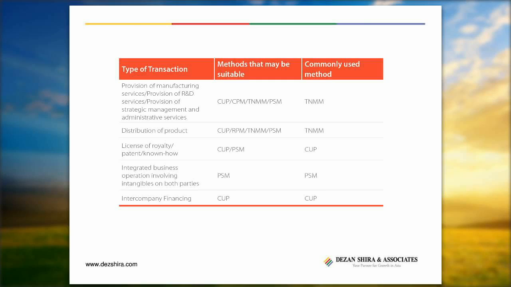However, in reality, it may be difficult to find a transaction between independent enterprises that is similar enough to a controlled transaction such that no differences have a material effect on price.